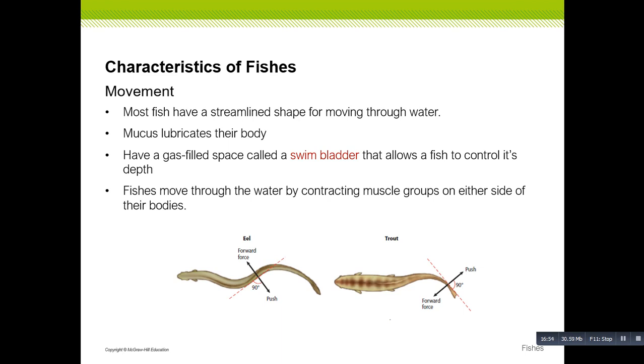Now, you and I have opposing muscles to help us move our bodies. Fish are also going to have opposing muscles, and they're going to move through the water by contracting muscle groups on either side of their body.